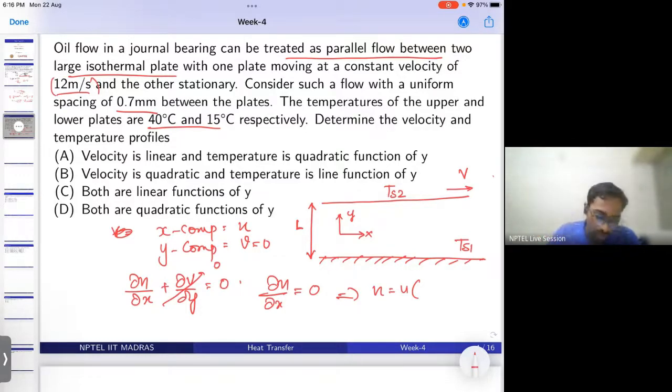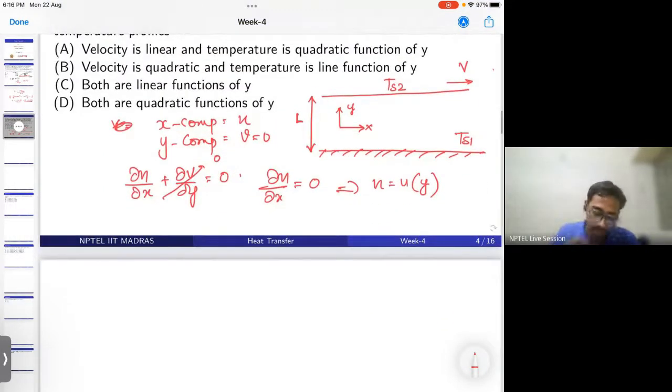U is a function of... as the derivative with respect to a variable is 0, then that function is not a function of that variable, so u is not a function of x. Either it can be 0, or a constant, or a function of some other variable. As it is a 2D case, we will write u is a function of y in general. Okay, so we have the two boundary conditions here.